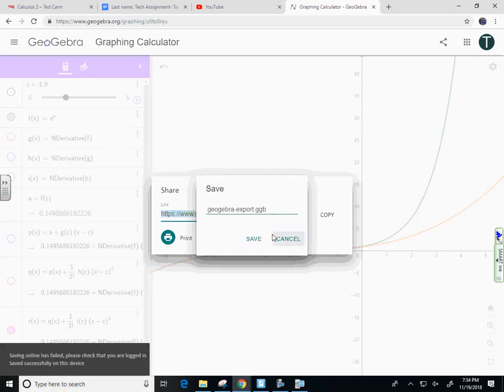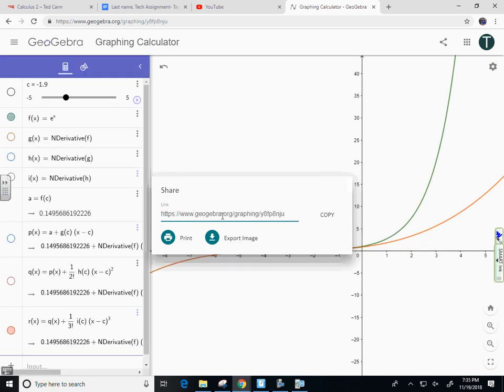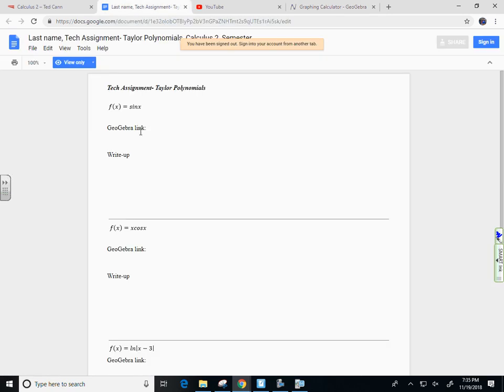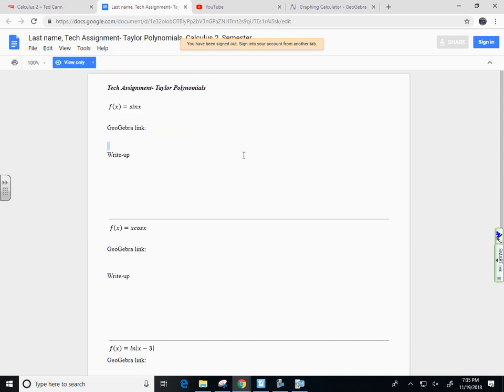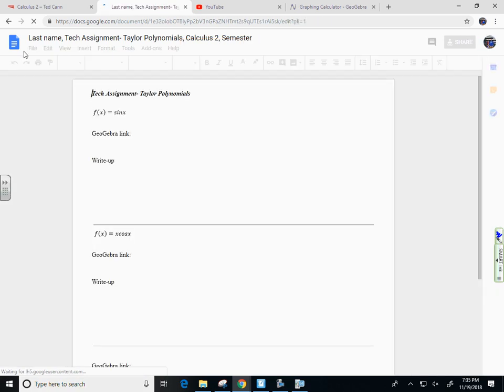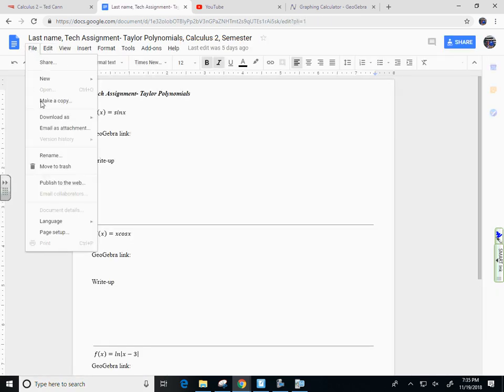It'll give you, I don't want this link, I don't even know why that popped up. I want this link, the GeoGebra link. Copy it right in here. This is not for the same one, but you'd copy it right in here. Oh, that's the point, because I don't actually want you putting it in here. What I want you to do is make a copy of this, although I do need to sign in. Make a copy of it.